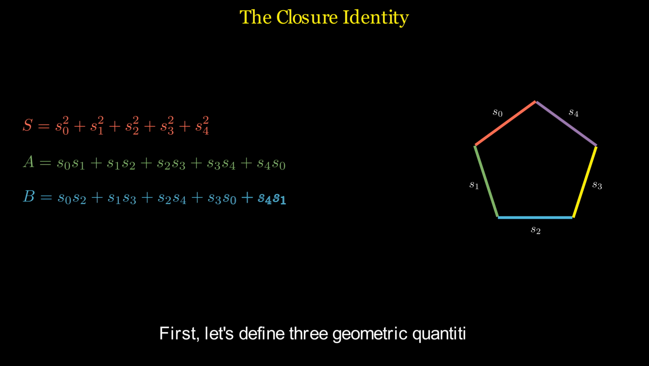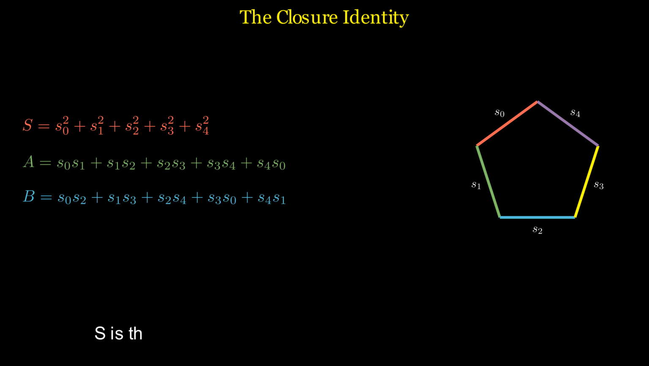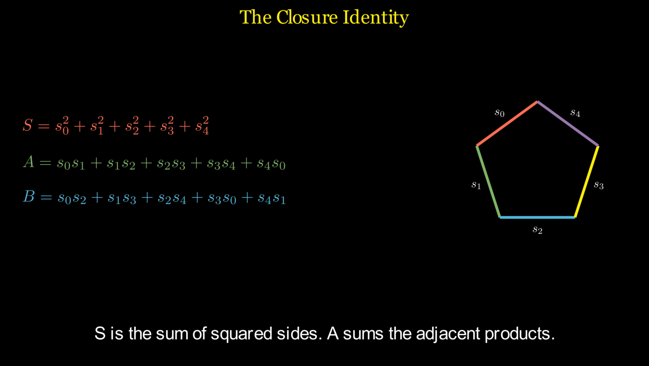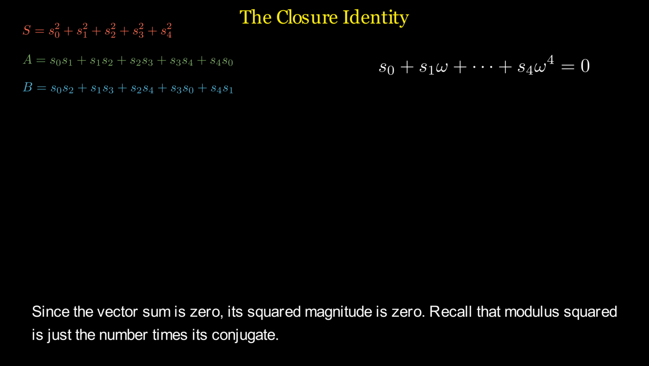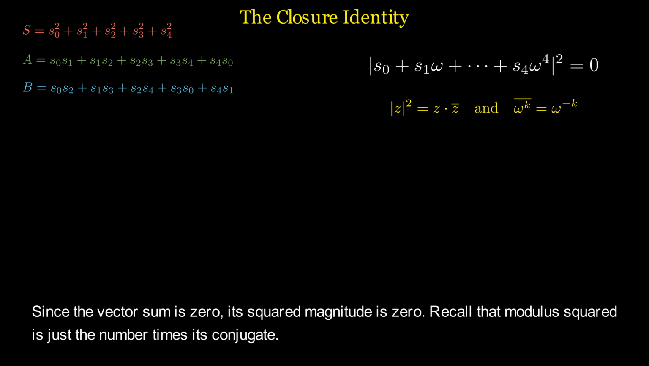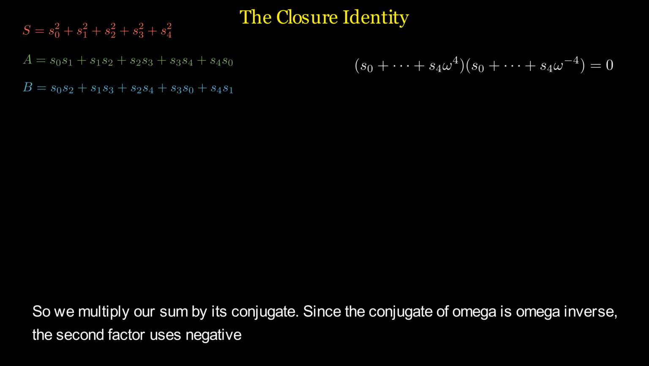First, let's define three geometric quantities. S is the sum of squared sides, A sums the adjacent products, and B sums the products of sides 2 steps apart. Since the vector sum is 0, its squared magnitude is 0. Recall that modulus squared is just the number times its conjugate. So, we multiply our sum by its conjugate. Since the conjugate of omega is omega inverse, the second factor uses negative powers.